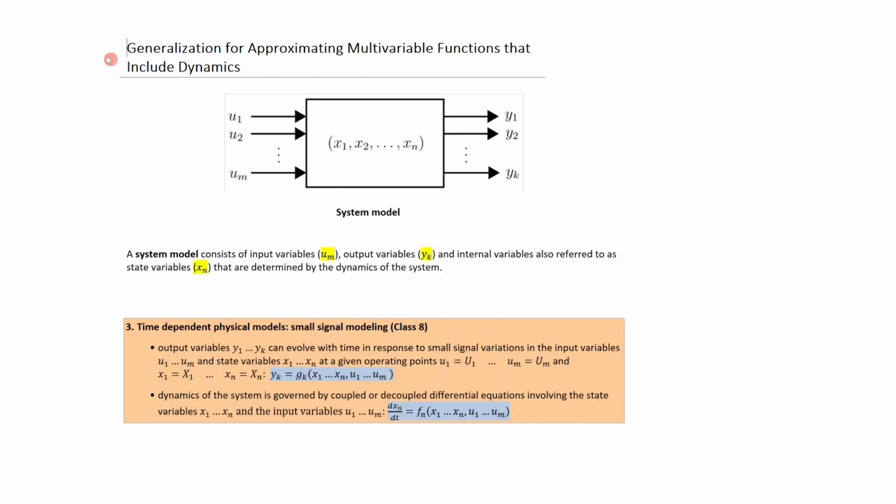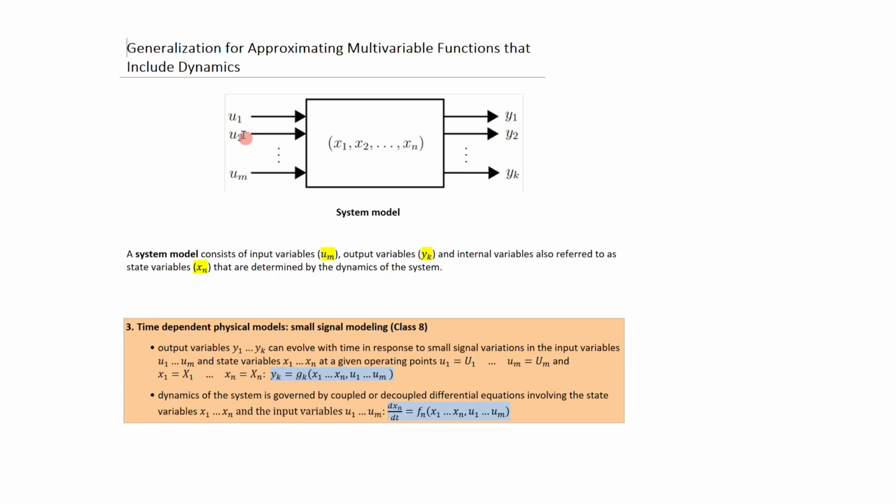And so now we have the more general case, which is to approximate multivariable functions that include dynamics. I'm going to start with what we call a system model. What I have here are what I'm going to call state variables. These state variables are typically associated with a differential equation, which describes the behavior of a system under dynamic conditions. So for every differential equation, you have a state variable. If there were n differential equations, there would be n state variables.